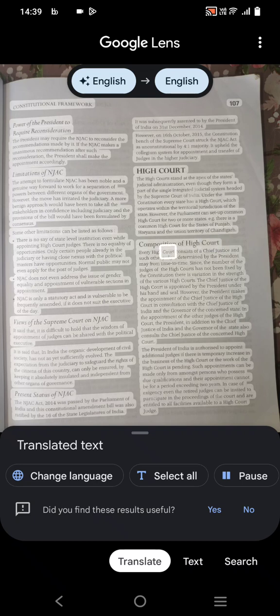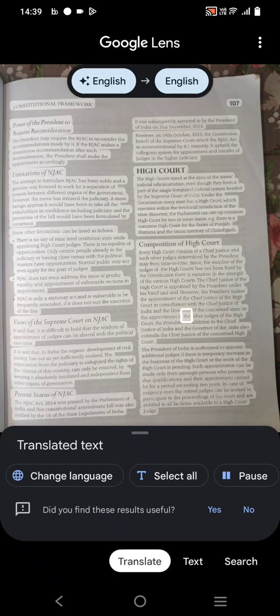Every high court consists of a chief justice and such other judges as the President may from time to time determine. Since the number of judges of the high courts has not been fixed by the Constitution, there is variation in the strength of the various high courts. The Chief Justice of the High Court is appointed by the President under his hand and seal. However, the President makes the appointment in consultation with the Chief Justice of India and the Governor of the concerned state.